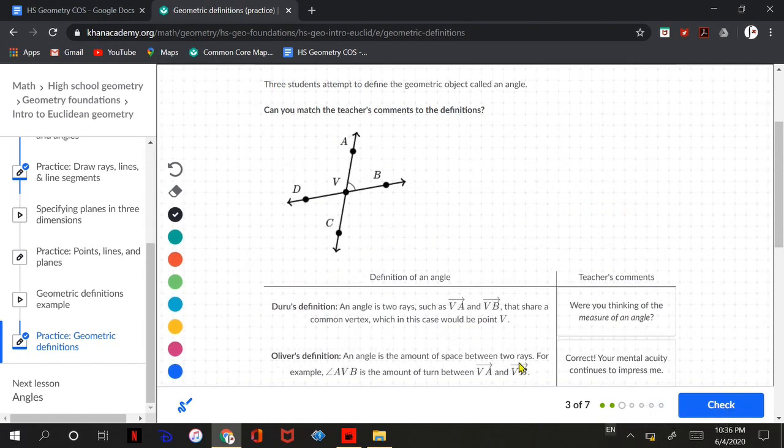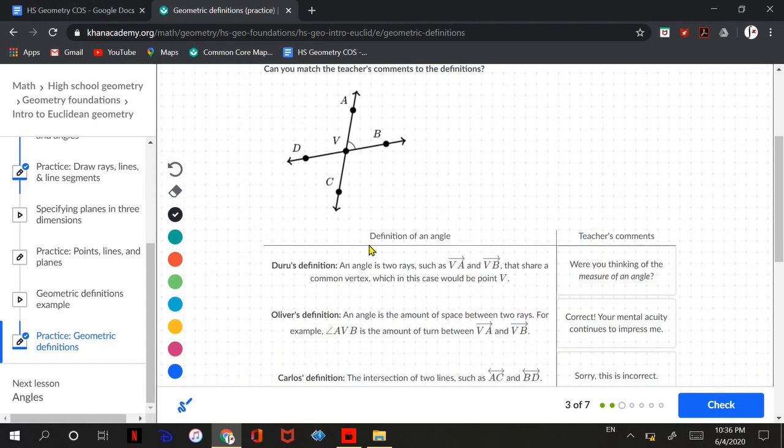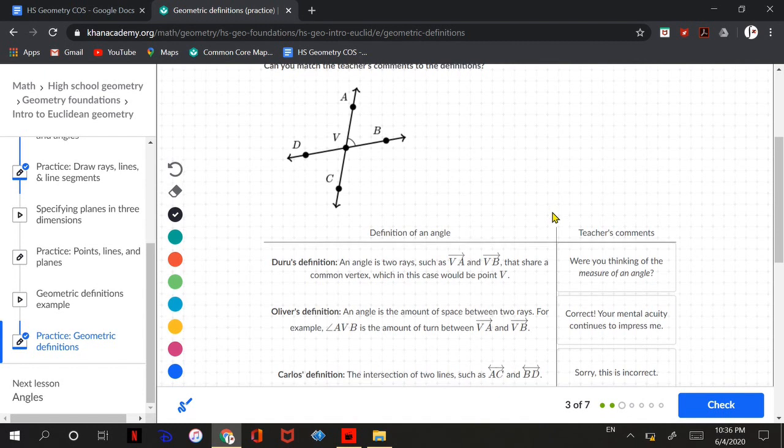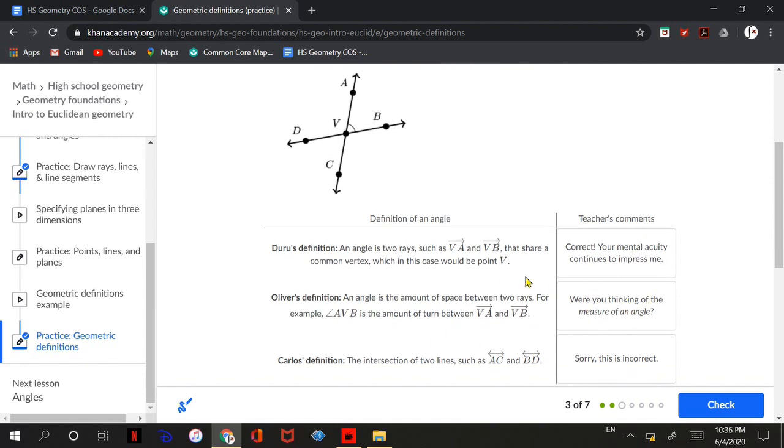Okay, now pause the video and solve this problem. An angle is two rays such as VA and VB that share a common endpoint, which is V. That would be correct. The angle is the amount of space between two rays. For example, AVB is the amount of turn between VA and VB. That would be the measure of an angle.